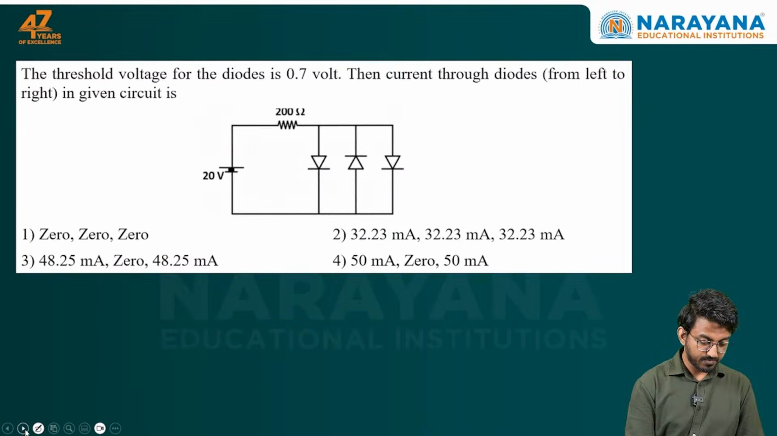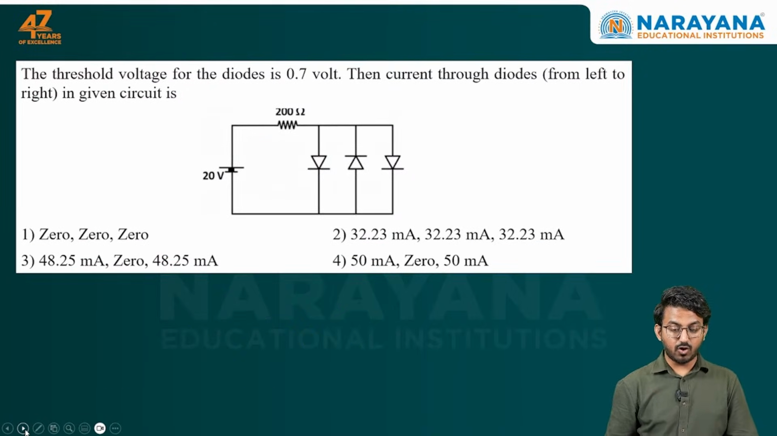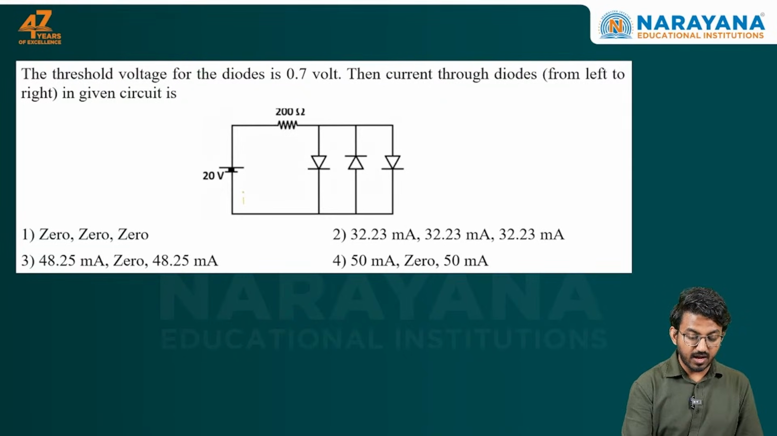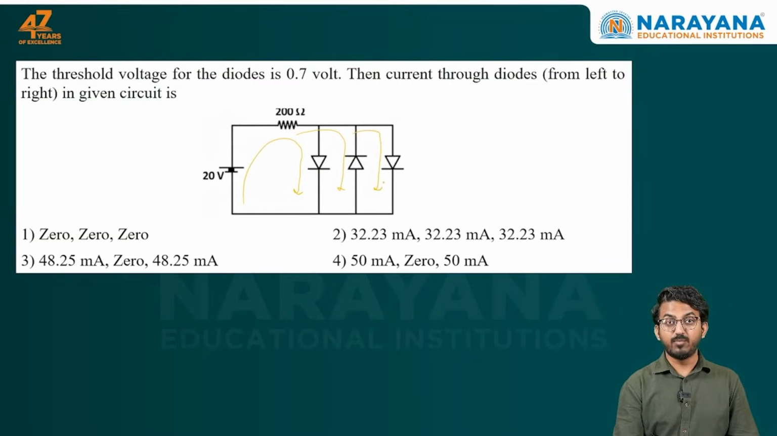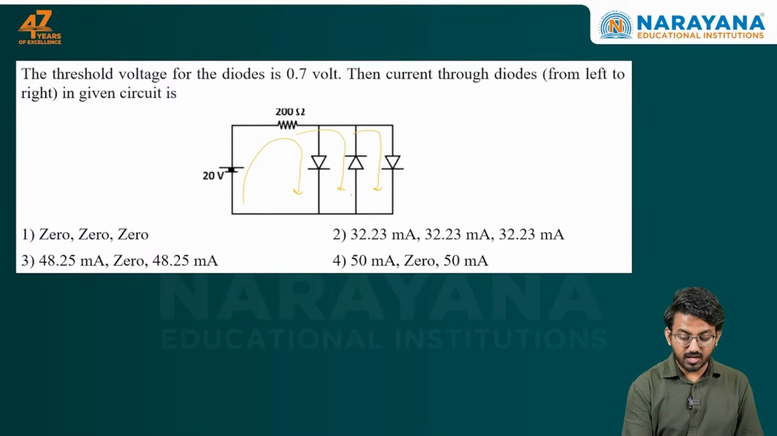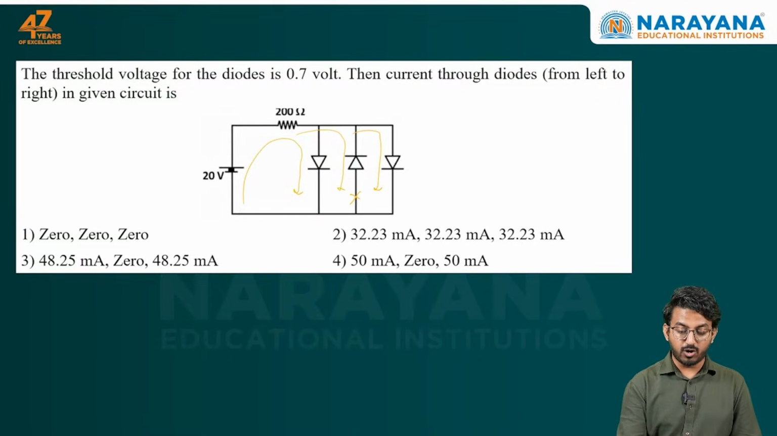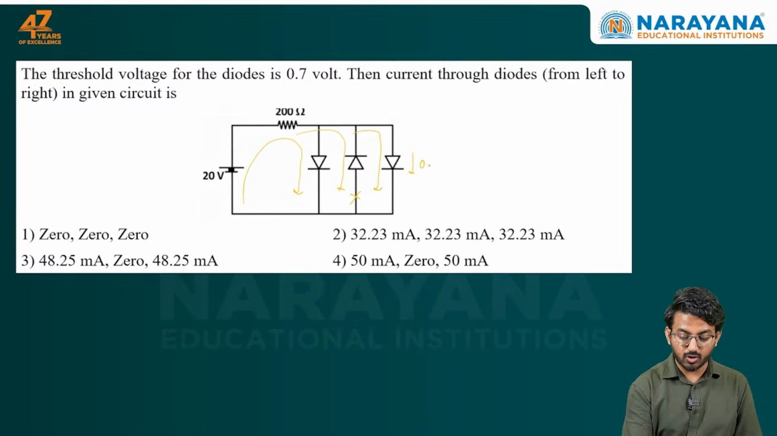Moving on, this is a question based on diodes. You can see here the battery is given and current is trying to go in this manner in these circuits. Notice that the middle branch is in reverse bias, so current in this branch is going to be 0 for sure. The other diodes are in forward bias, and they are saying that the threshold voltage drop is going to be 0.7 volt.